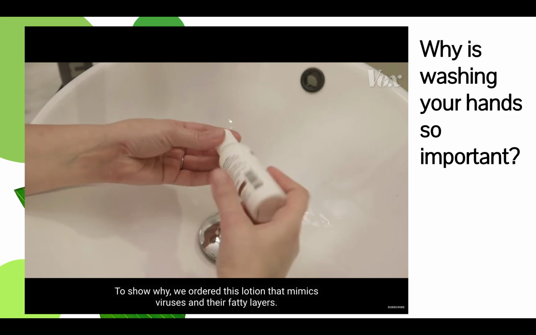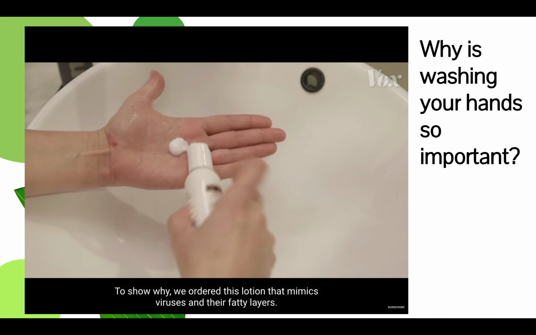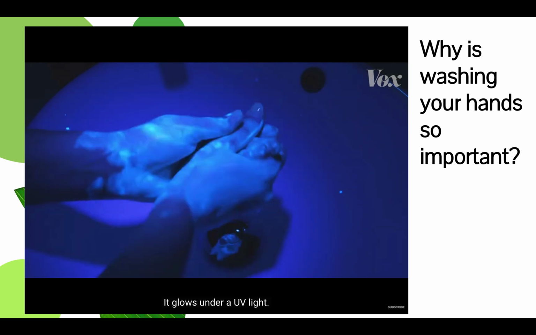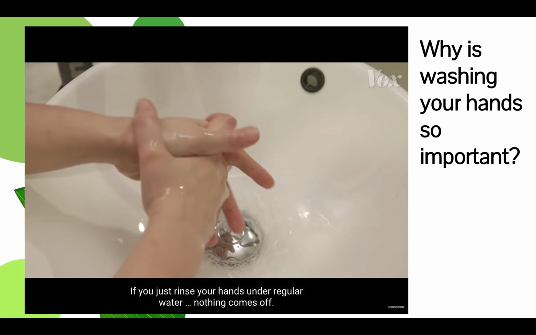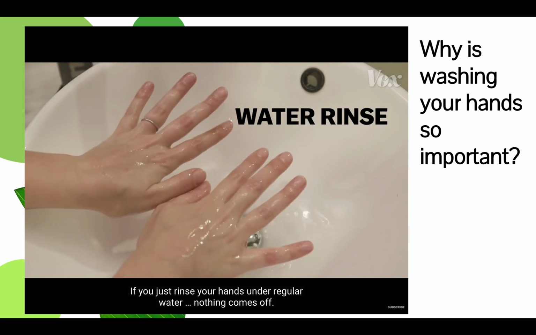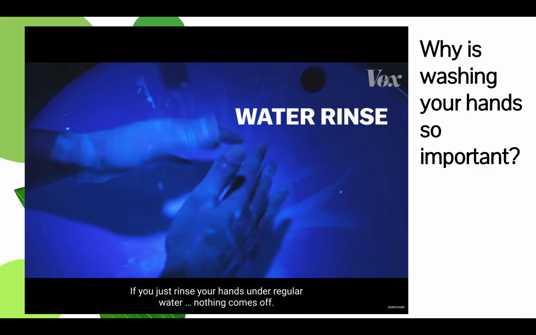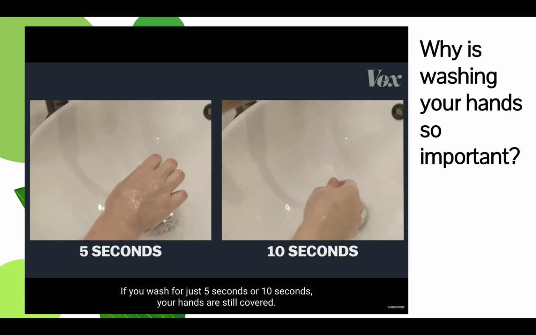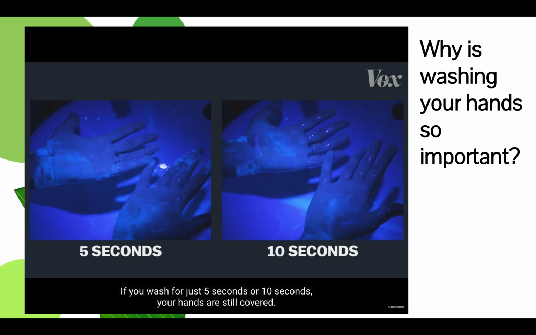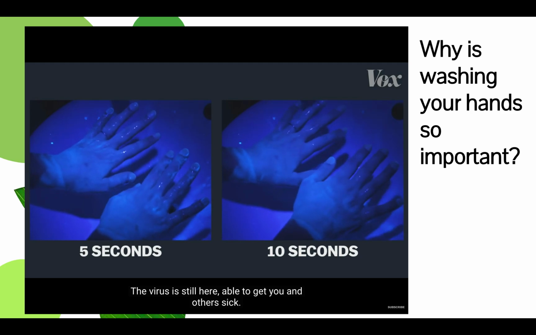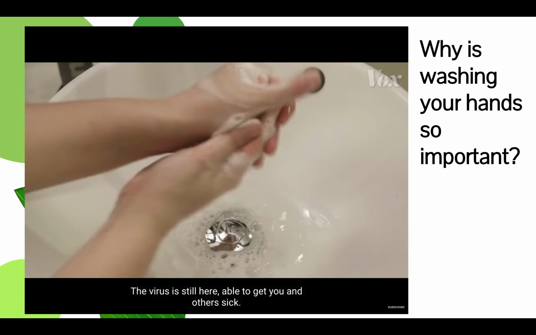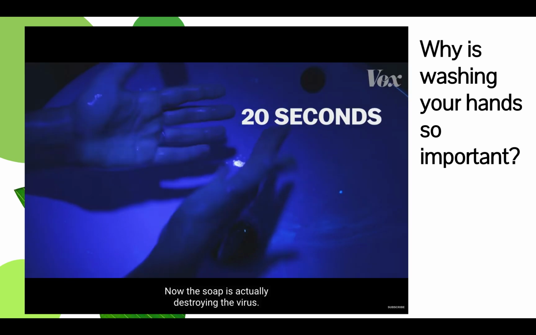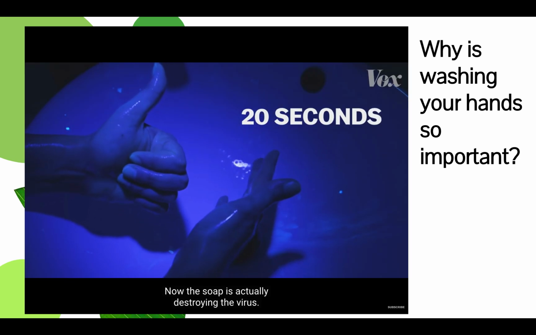To show why, we ordered this lotion that mimics viruses and their fatty layers. It glows under a UV light. If you just rinse your hands under regular water, nothing comes off. If you wash with soap for just 5 seconds or 10 seconds, your hands are still covered. The virus is still there, able to get you and others sick. But 20 full seconds, now the soap is actually destroying the virus.